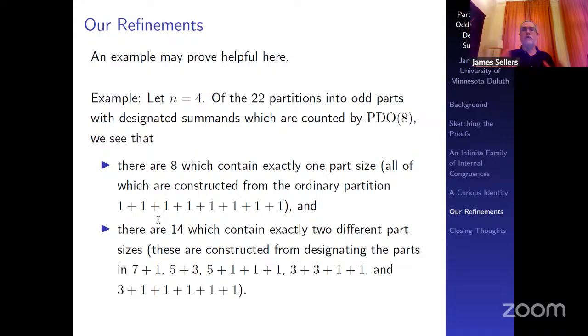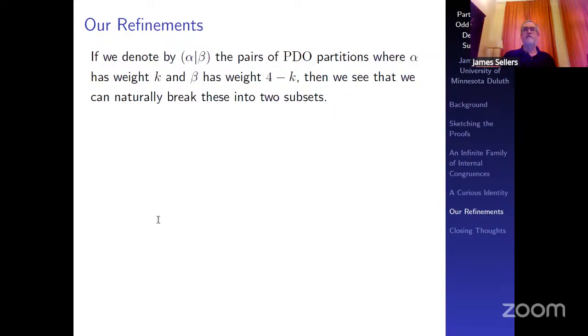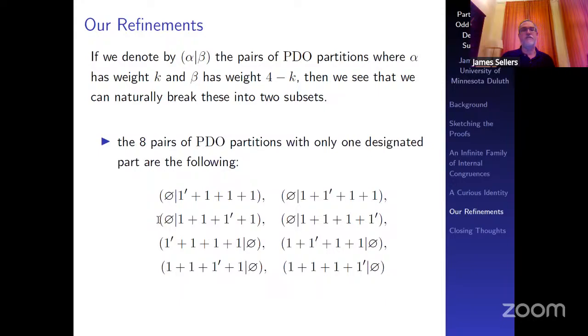And now what I want to do is, that's sort of the left-hand side of my identity. I've broken them up by the number of part sizes. And now I want to show you how that lands on the right-hand side. If you now take pairs of these PDO partitions, one will have weight k, the other one will have weight 4 minus k. You can break them into two subsets.